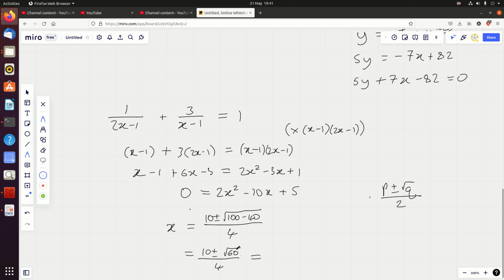If we can now write that as like 4 times 15, we can see that this is 10 plus or minus 2 root 15 over 4. And so that is the same as, no, just half top and bottom, 5 plus or minus root 15 over 2. And that was question 19.